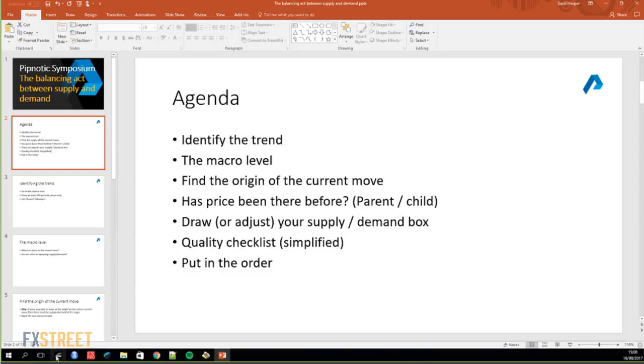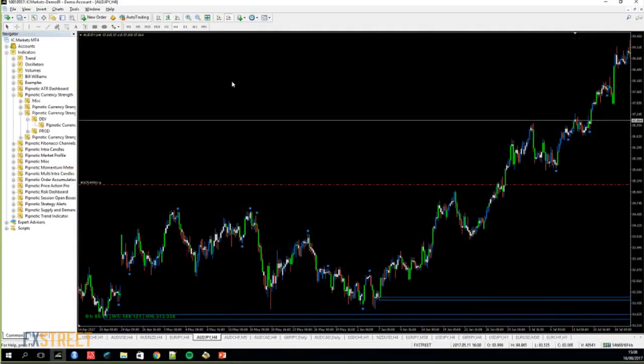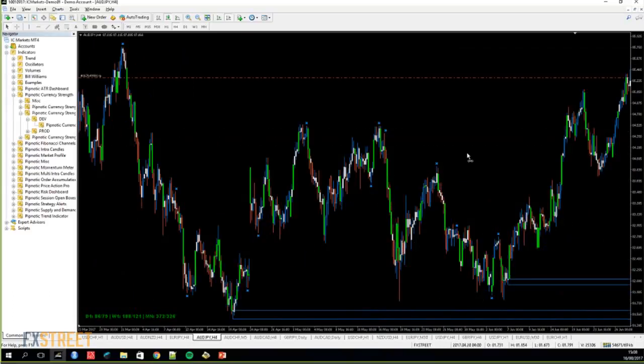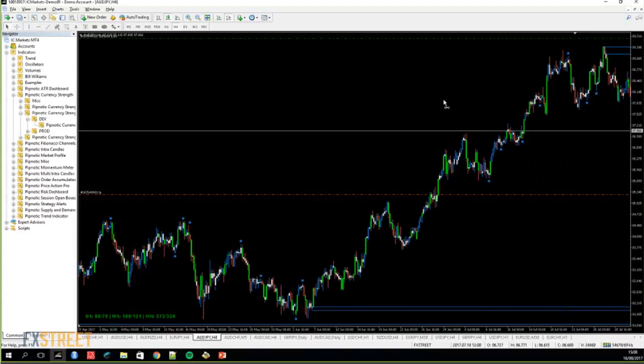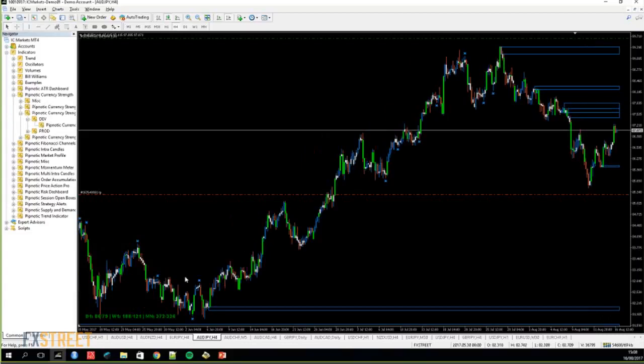So if we consider the origin of a move, if you look at this one here, you can see that the origin of this move is the low here, this low just here. This leg here has its origin in the most recent major or macro swing low, as we have here. So this is kind of the base. This is the origin of this move here.